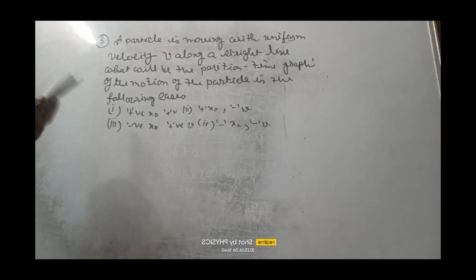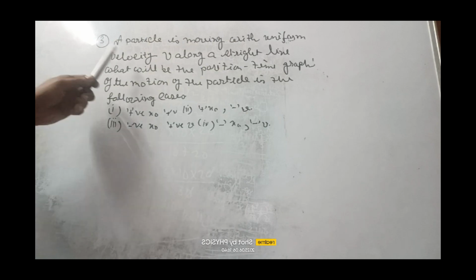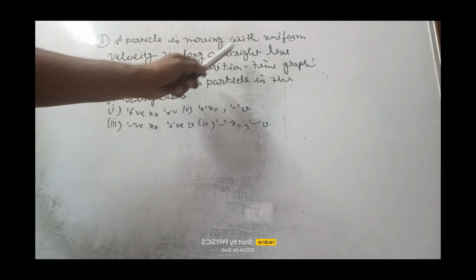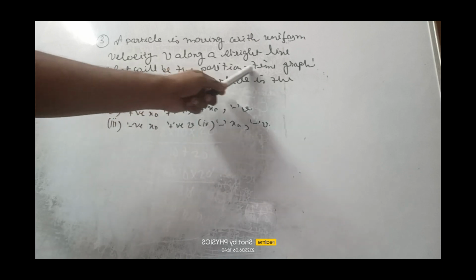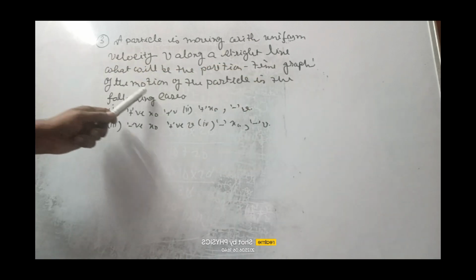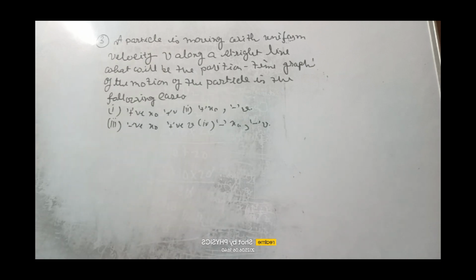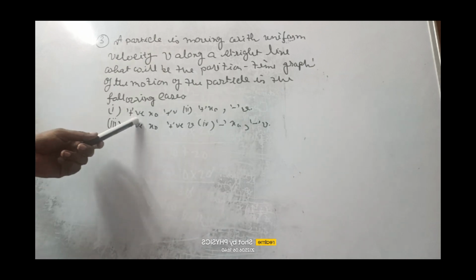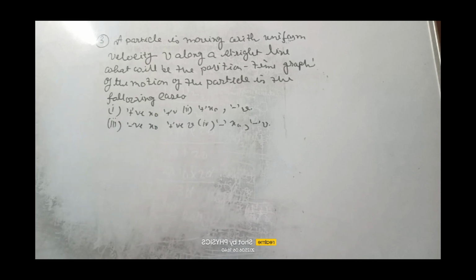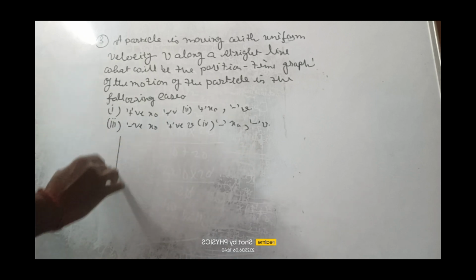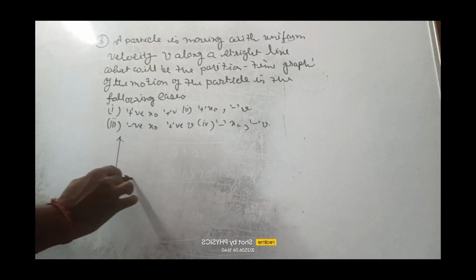Now move to the third problem. A particle is moving with uniform velocity v along a straight line. What will be the position time graph of the motion of the particle in the following cases? Number 1, positive x0 and positive velocity. Now let's draw that condition.